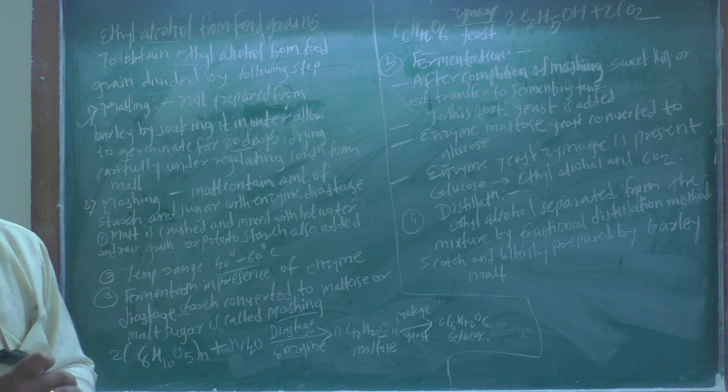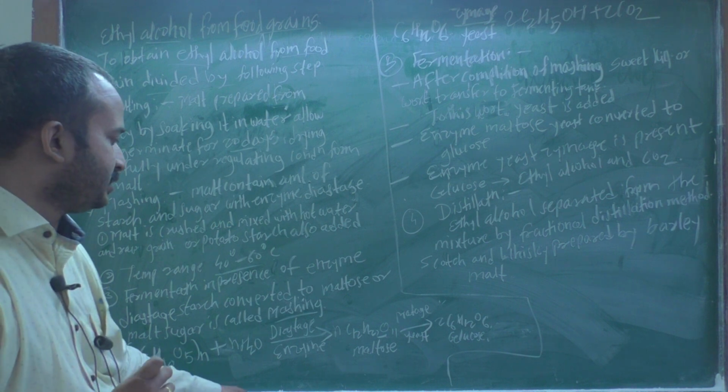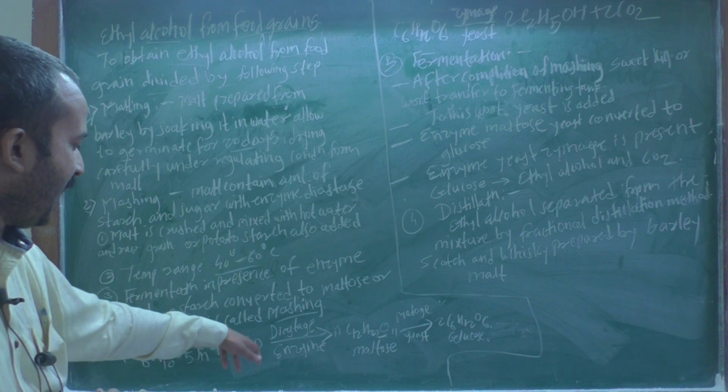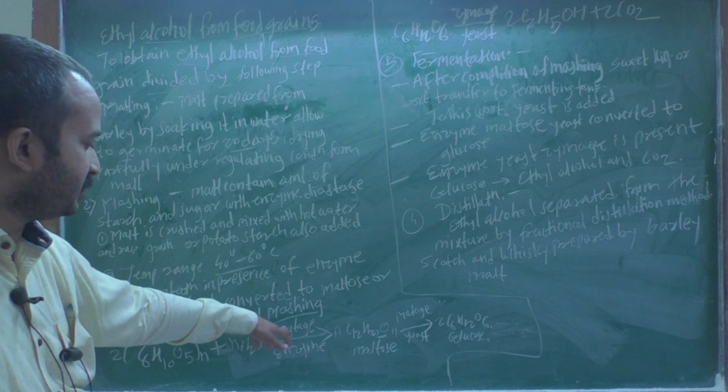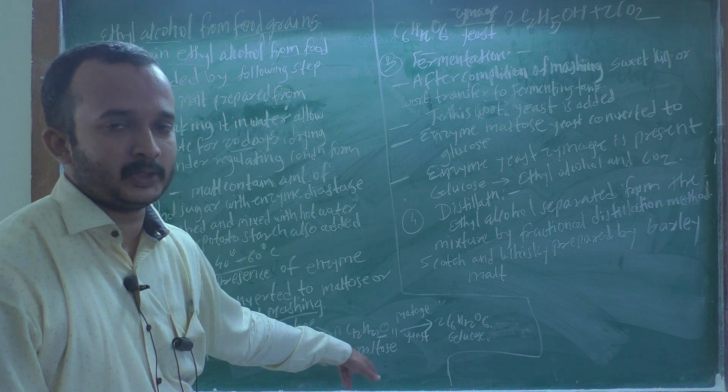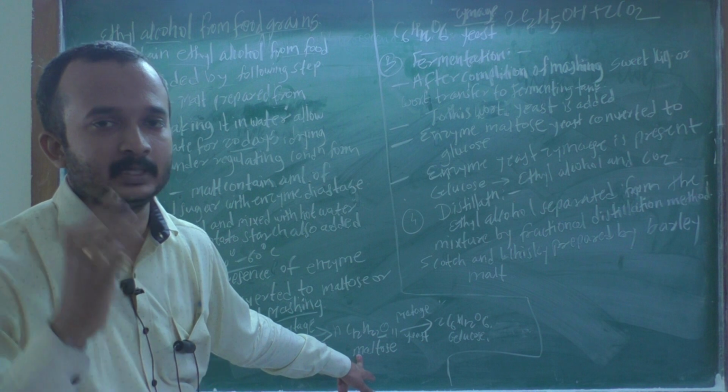It is called mashing, and this reaction says that you take the starch, add water to this starch, and in presence of diastase enzyme there is formation of maltose or malt sugar. Therefore this process is known as mashing.